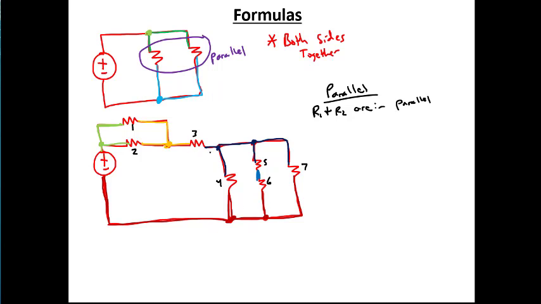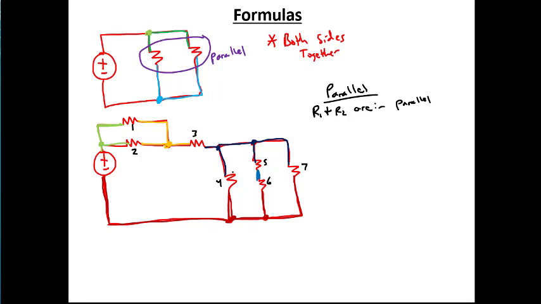Okay, so now let's look at R3. R3 is connected to orange on one side and dark blue. Are there any other resistors that are connected to orange on one side? Well, these two are connected in orange, but then they're to green, they're not to dark blue. These resistors here, 4, 5, and 7, are all connected to dark blue, but none of them are connected to orange on the other side. So 3 is not in parallel with anything.